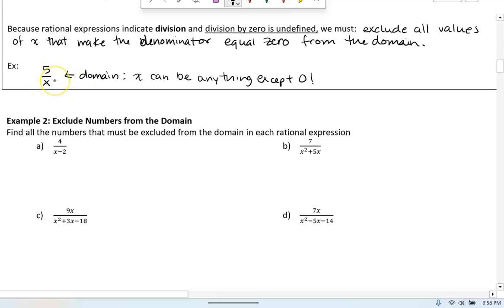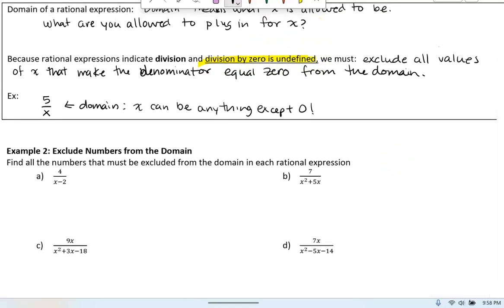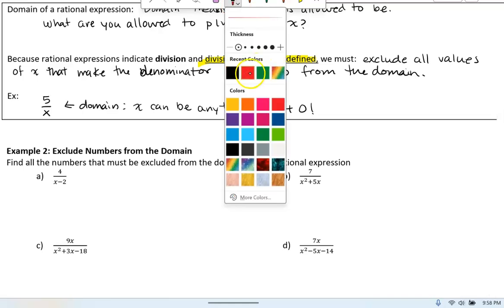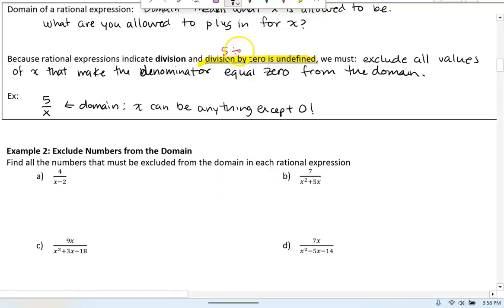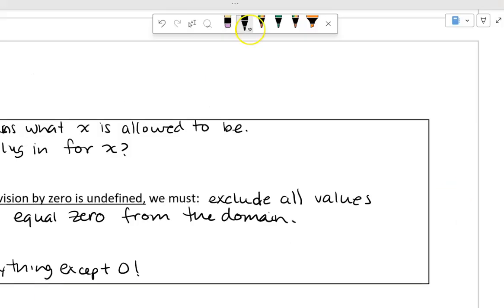But if I plug in a 0, this is a problem because division by 0 is not allowed in math, and that is extremely important. Division by 0 is not okay. If you have 5 divided by 0 or 5 over 0, this would be undefined. It is not allowed. You cannot divide by 0. Problem.